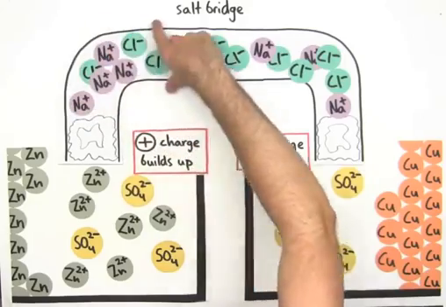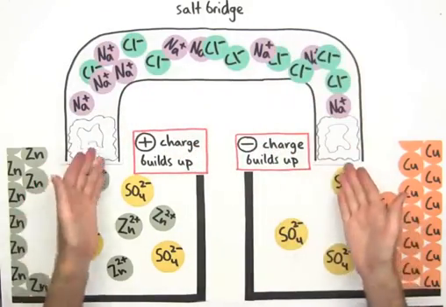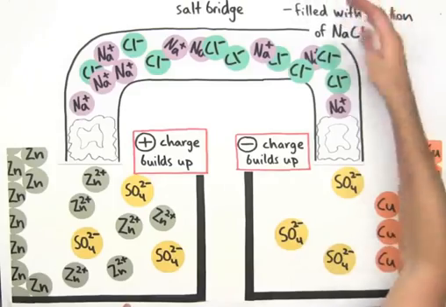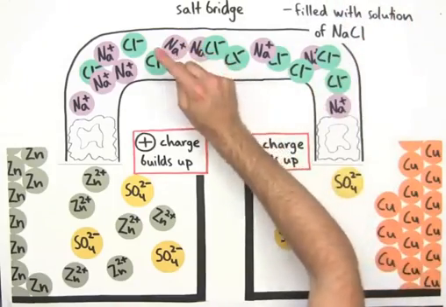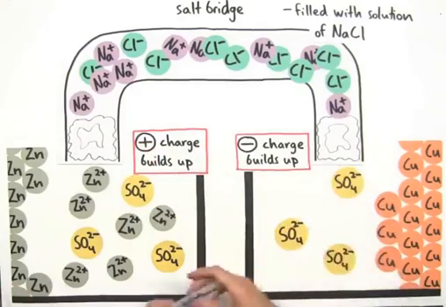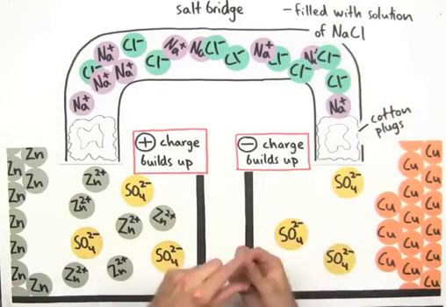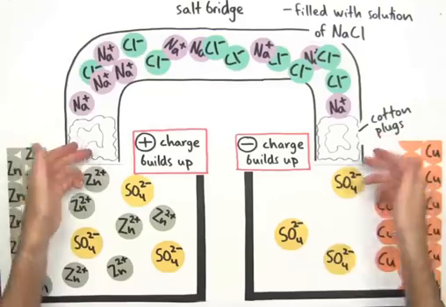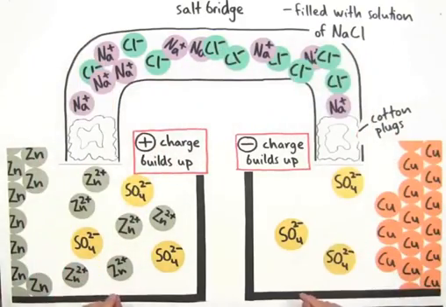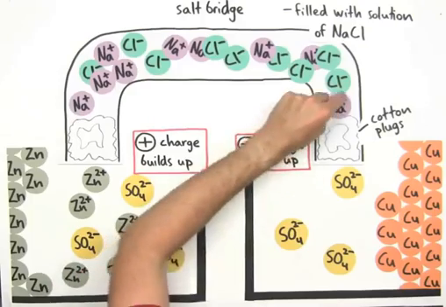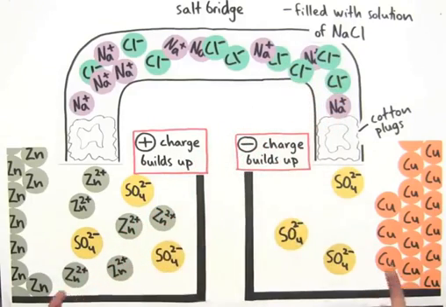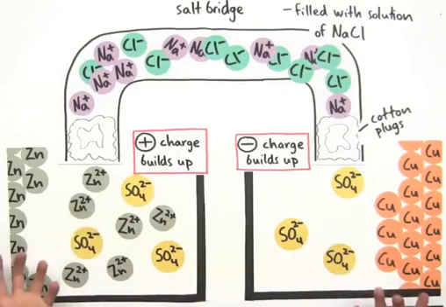It is a tube shaped like an upside down U that in our case is filled with sodium chloride. And you can see the Na+ and the Cl- ions. Now at the ends of the salt bridge there are cotton plugs, a little bit of cotton there, and the cotton prevents the solution from just pouring out into the half cells. But these ions are able to slowly pass through the cotton plugs, and here's what happens.